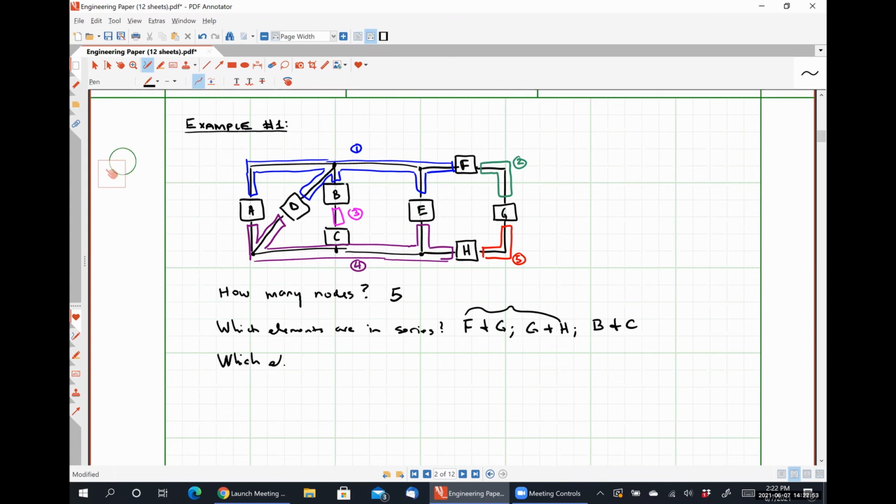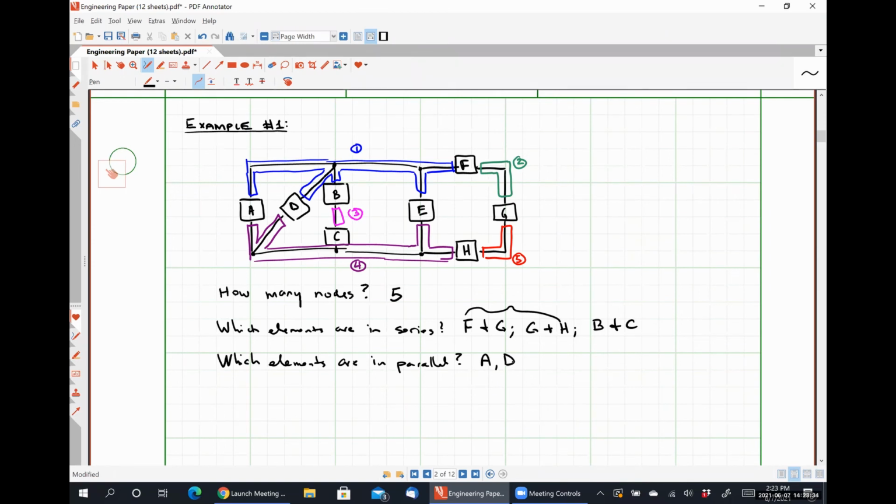Which elements are in parallel? This is a little bit trickier. Anybody have any thoughts? A and D. A and D, all right. So A and D is correct. A and D both share the blue node and the purple node, but there's actually one more element in parallel with those guys.